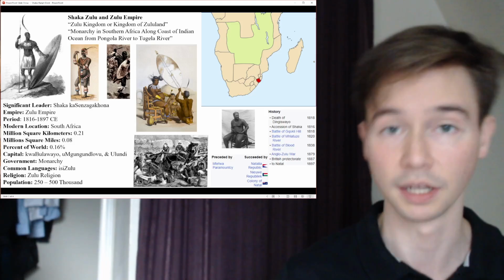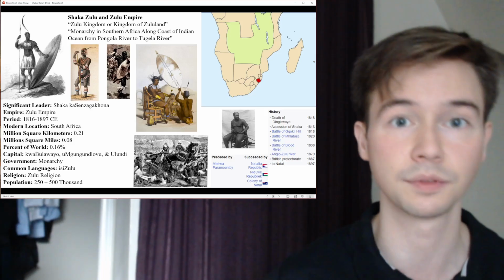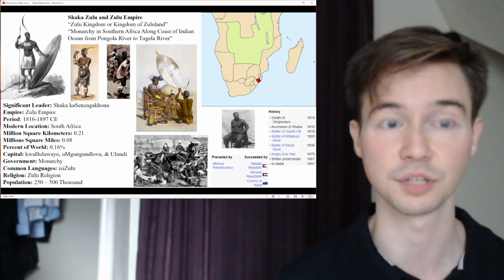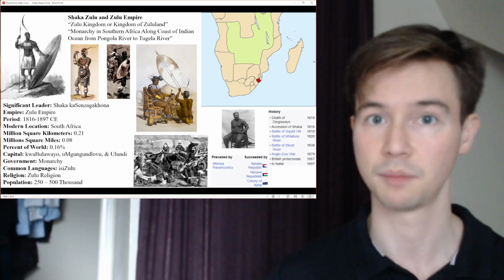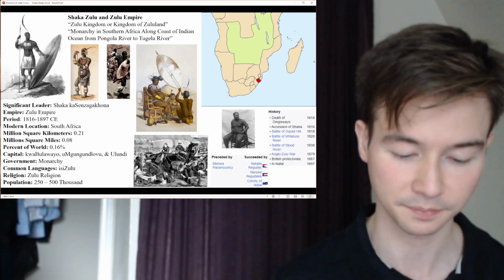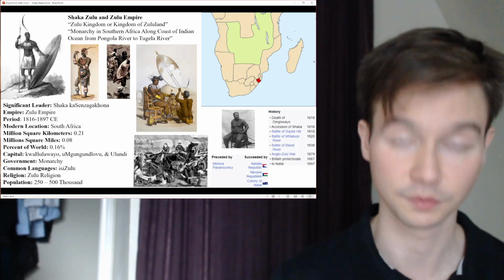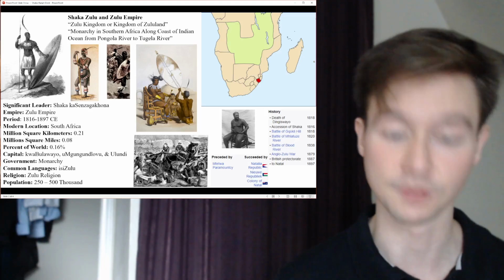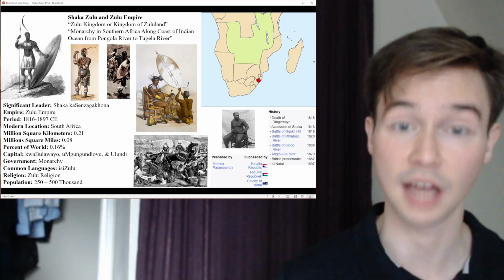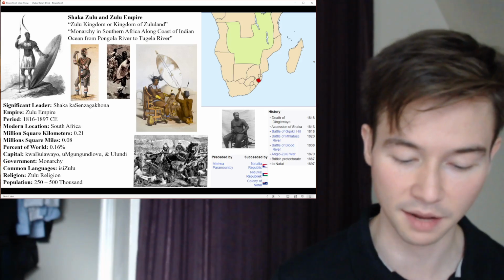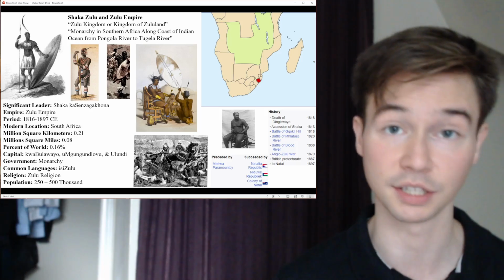As well, also a unique influence at this time was the establishment of a standing army, which allowed it to be better prepared and better positioned for expansion. So, as for the rise of the Zulu Empire, before its rise, the region now known as KwaZulu-Natal was inhabited by various Nguni-speaking tribes.